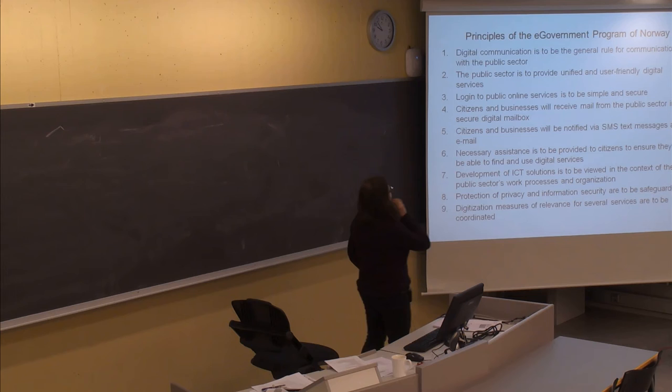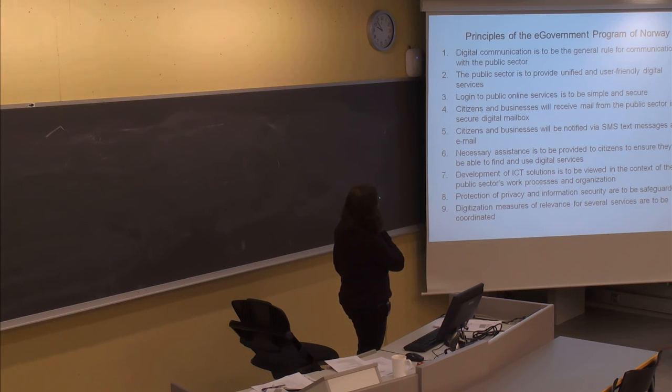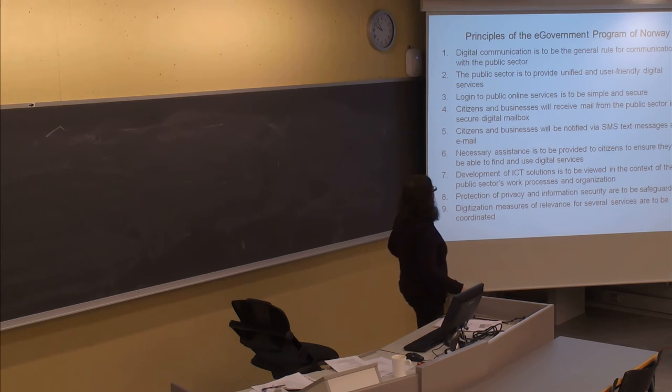So, once again, the principle of the government program is that digital communication is the rule of thumb. That means by default it's digital, and if all else fails, then it can be person to person, but mostly digital. And then it should be user friendly. There should be a login that's simple and secure. You get a private mailbox for each citizen in the public sector. The citizens get communicated with by text messages or email. You get help where you need it.